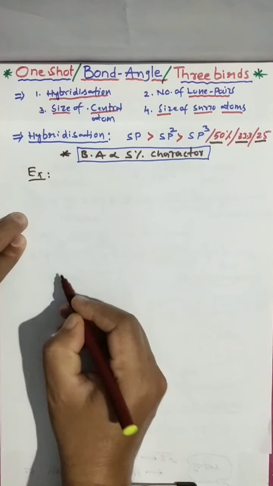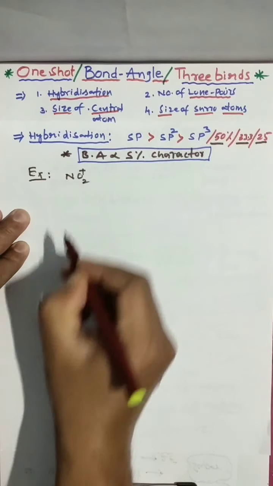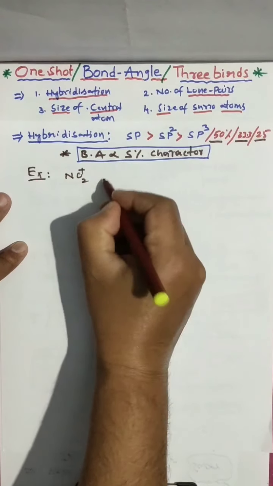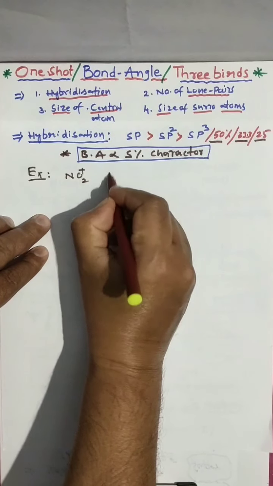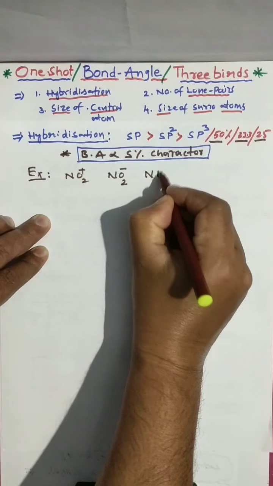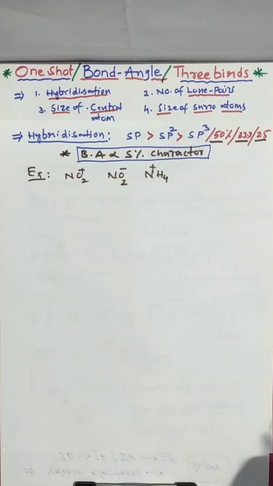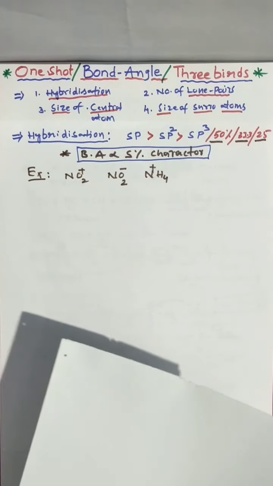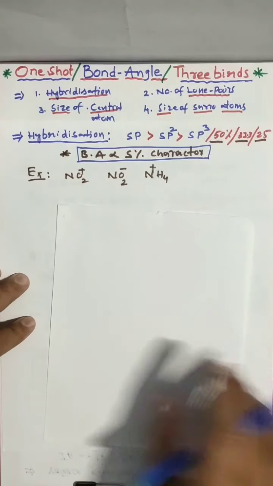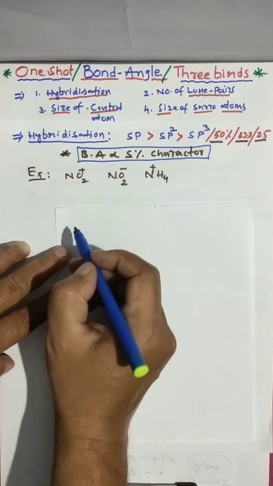Somewhere it may be given to you like this: NO2 plus ion, NO2 minus ion, NH4 plus ion. They are asking bond order, bond length, bond angle. So simple. Check the hybridization. If anybody doesn't know, learn here.